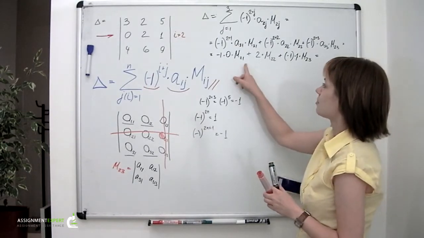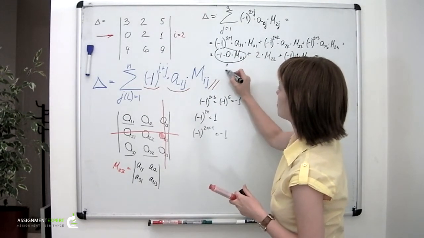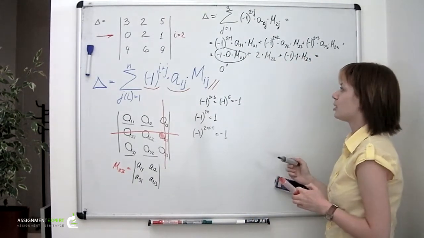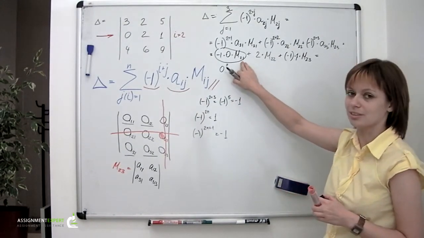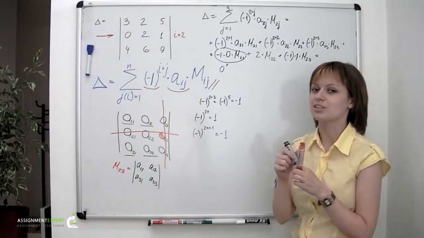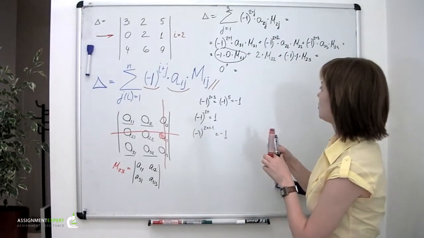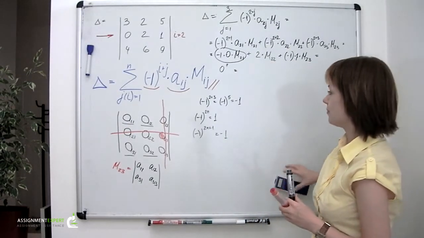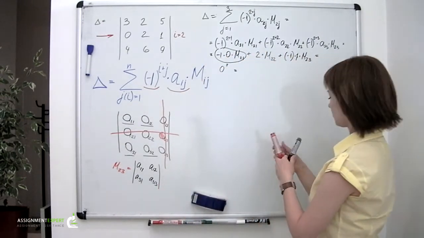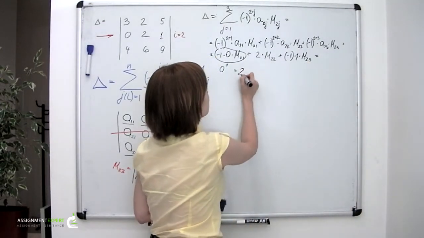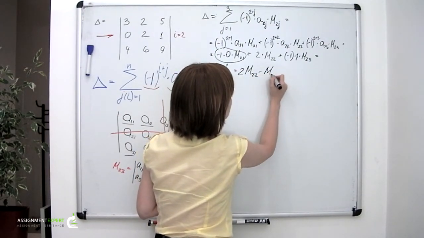Now, as you can see, the first summand contains 0. This means that the whole summand equals 0, and that we won't have to calculate the minor M_21, which gives us fewer calculations already. But we do have to calculate M_22 and M_23. Right, let's rewrite this again. Minus M_23.